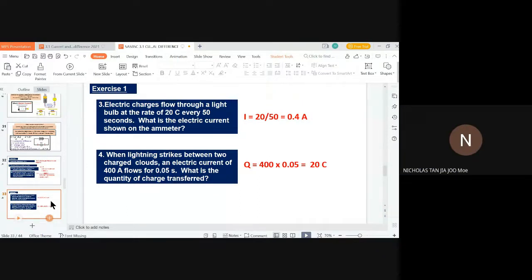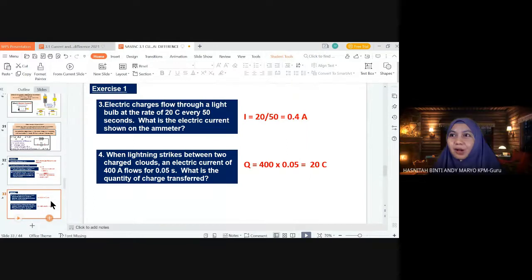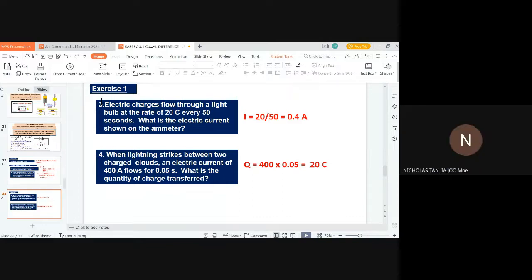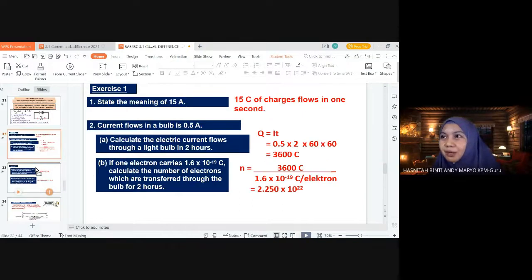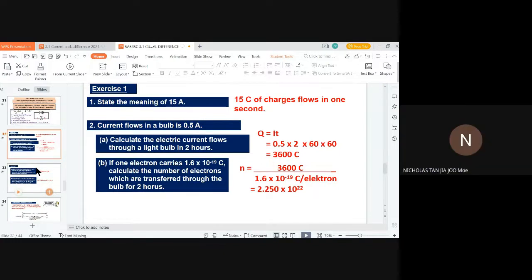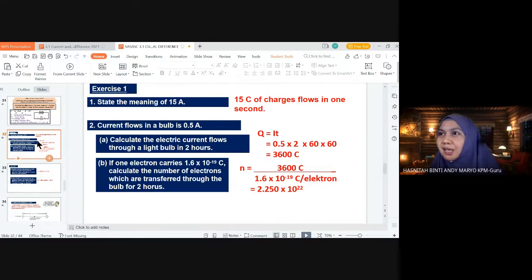For our module, just now the question 2 in our module is number 3. Then this one number 2, electric charges. No, this is number 4. Oh, I missed one question here. Yes. Okay, what is the question that is missing here?